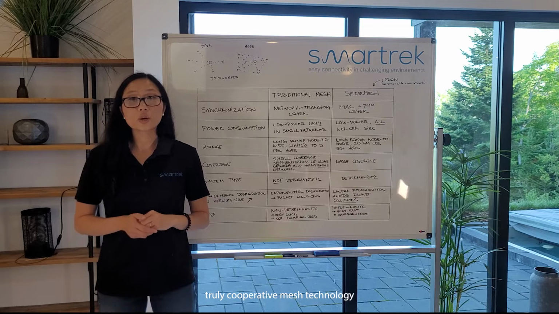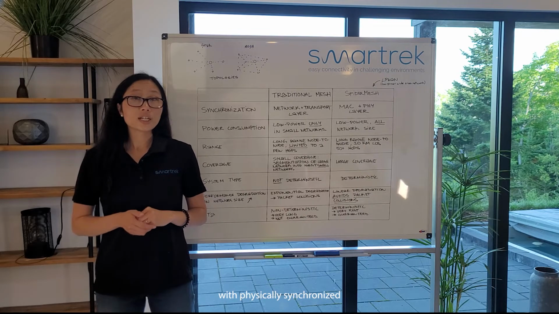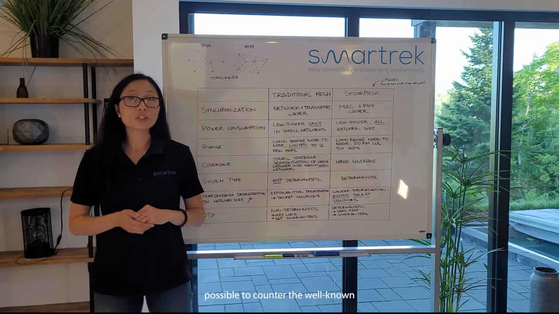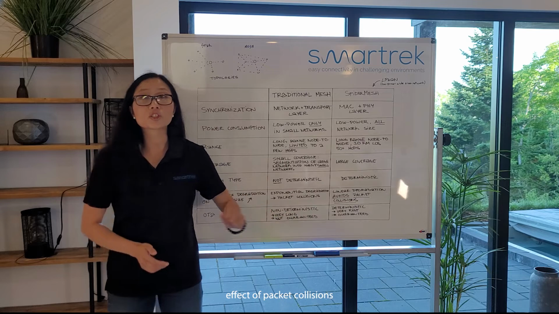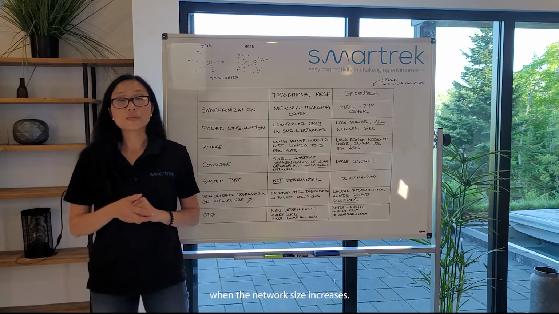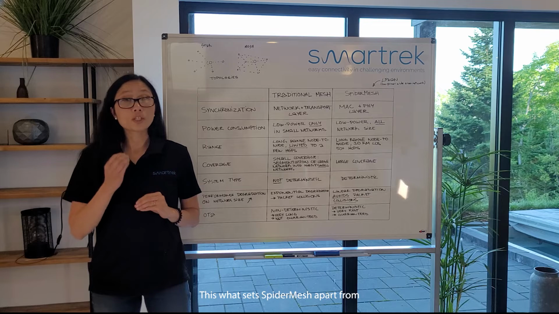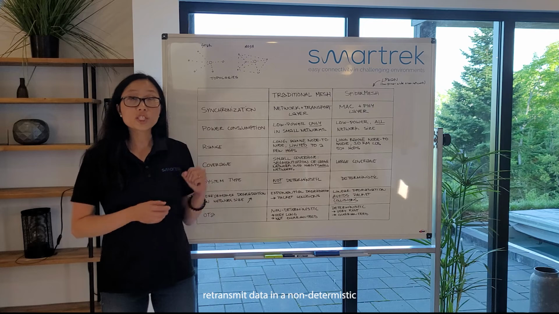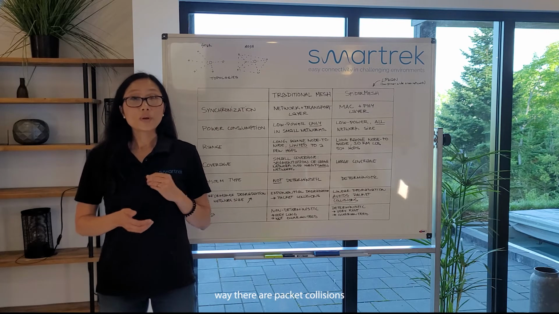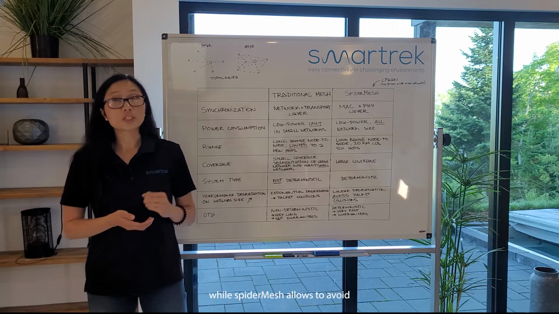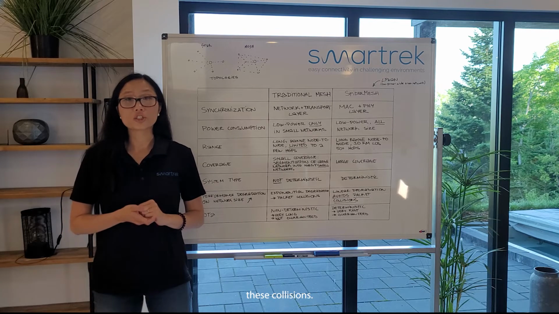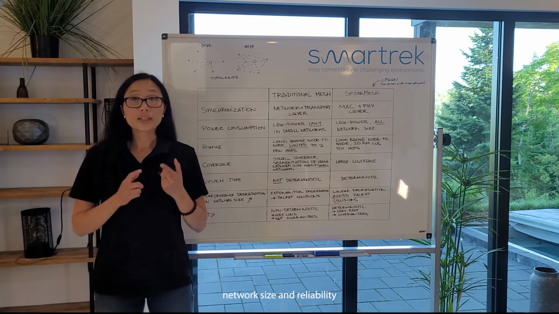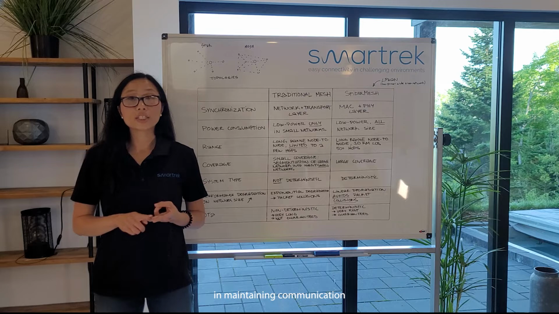It's actually the first truly cooperative mesh technology with physically synchronized communication at the bit level, and this synchronization makes it possible to counter the well-known effect of packet collisions when the network size increases. This is what sets SpiderMesh apart from other traditional mesh protocols. Standard protocols, on the other hand, retransmit data in a non-deterministic way when there are packet collisions, while SpiderMesh actually allows to avoid these collisions. This is actually why we get such good energy consumption performance, network size, and reliability in maintaining communication in the network.